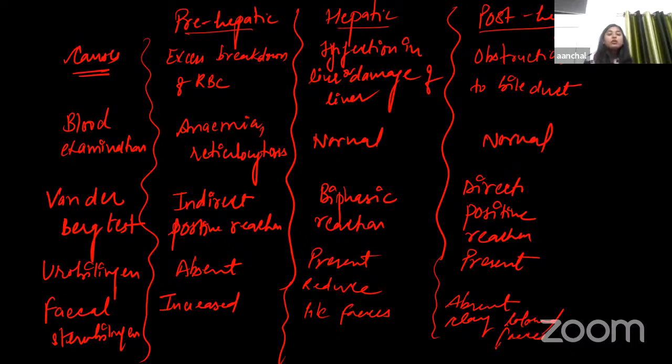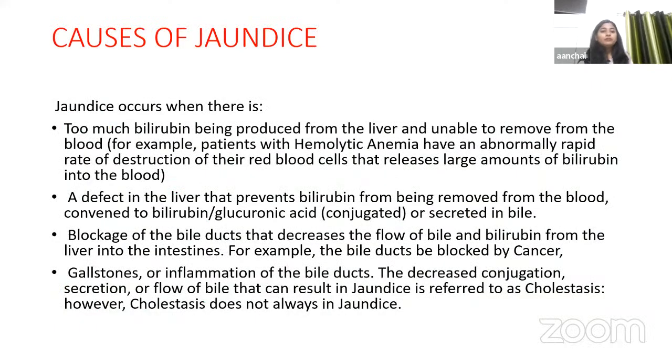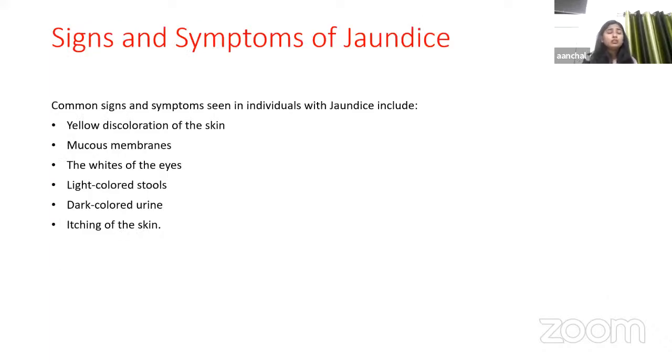Okay, so this is all about the major differences between prehepatic, hepatic, and post-hepatic. Now we're going to learn about the signs and symptoms of jaundice. As we have seen, the first signs and symptoms of a person who has become jaundiced will be yellow discoloration of the skin, of the mucous membrane, the whites of the eye, light colored stool, dark colored urine, and itching of the skin.